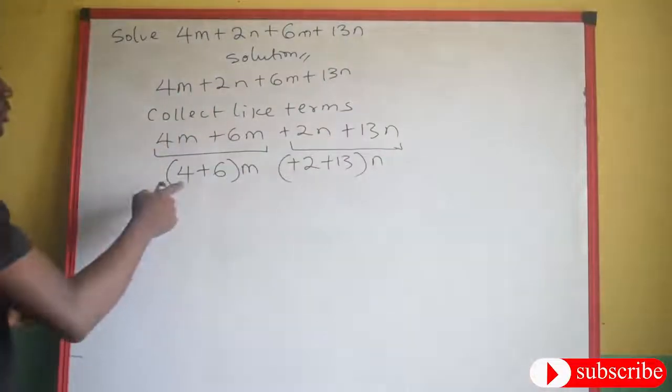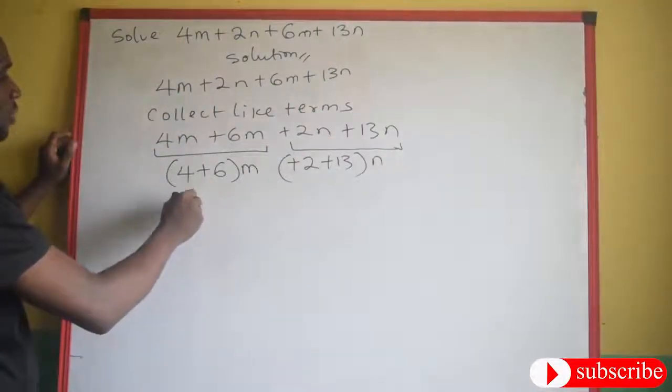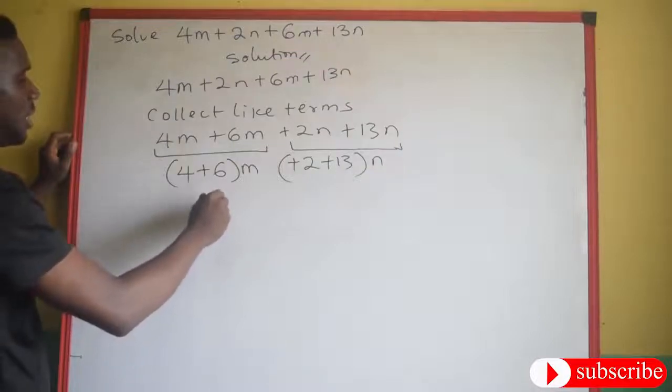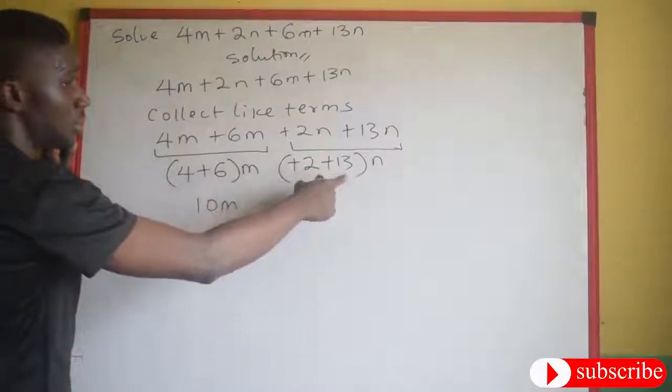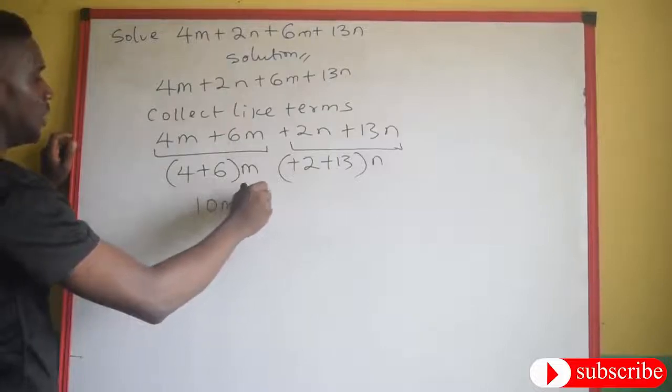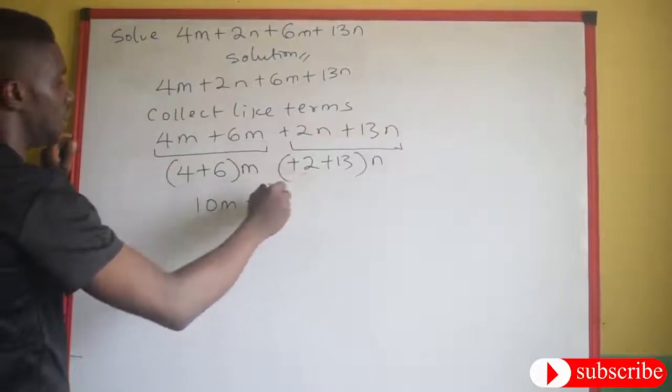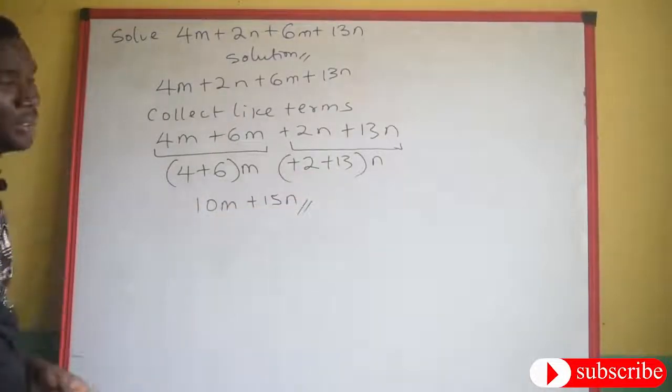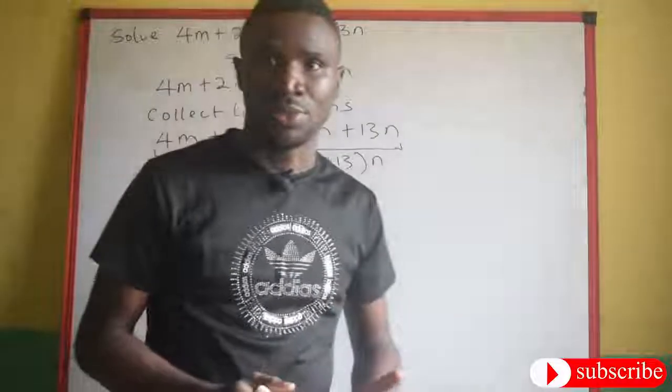So we'll go back. 4 plus 6 will give us what? 10. What gave you 10? m. Plus 2 plus 13 will give us plus 15. What gave you plus 15? n. So this is the answer. Obviously, this is the answer.